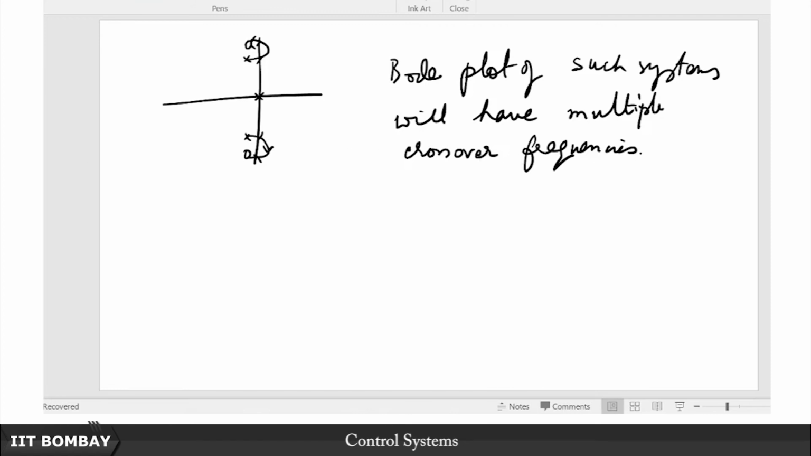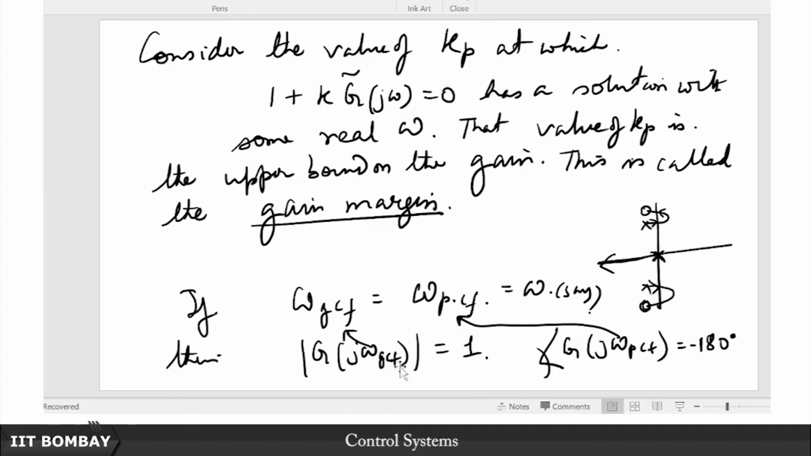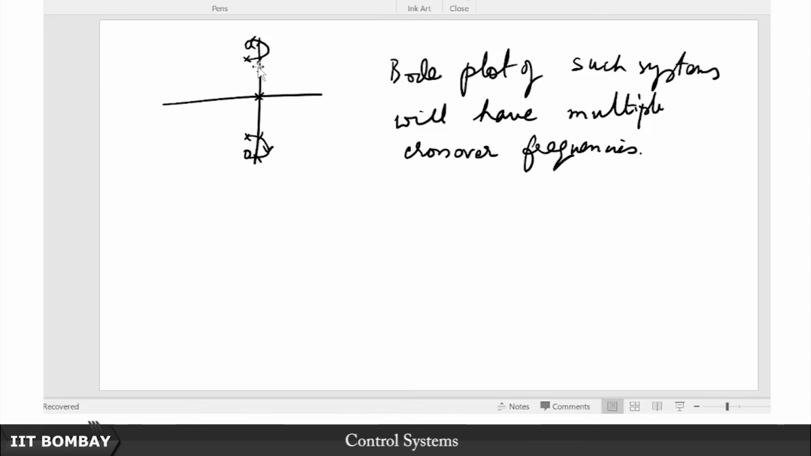Recall, what was the condition for this root? You have to have at omega GCF the magnitude has to be 1, at omega PCF the phase is minus 180 degrees. That is the definition of omega PCF and GCF. So if omega PCF and omega GCF coincide, you have 0 phase margin and 0 gain margin. So you are on the brink of instability. But now here you will have multiple such scenarios.